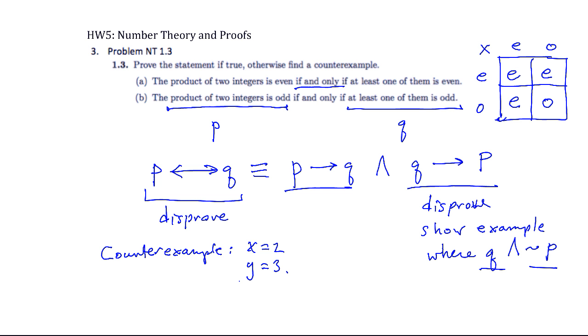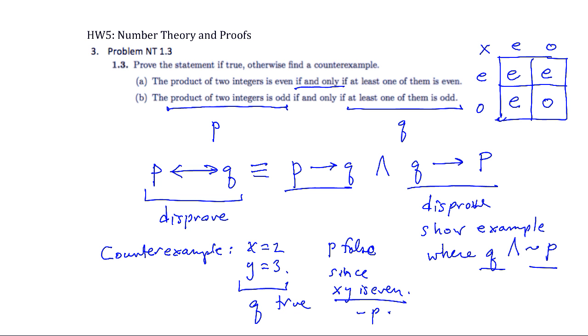Then we've satisfied Q because at least one of them is odd, and P is false. Why is P false? Because the product is even. Okay, and so that is not P, and so we've done it. That's a valid counterexample to this statement. Okay, hope that helps.